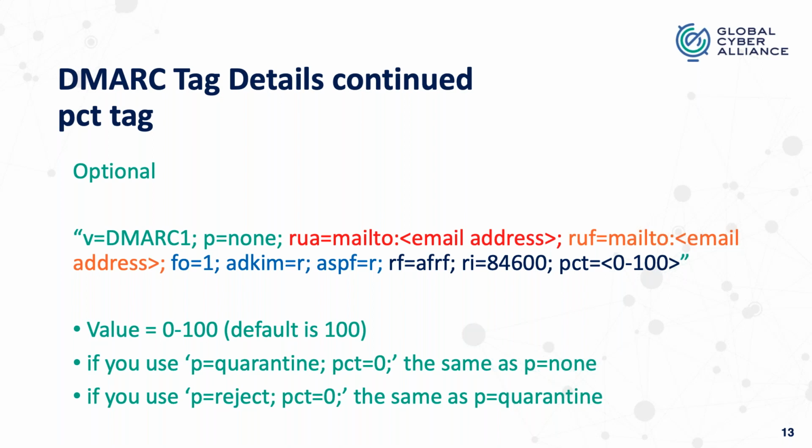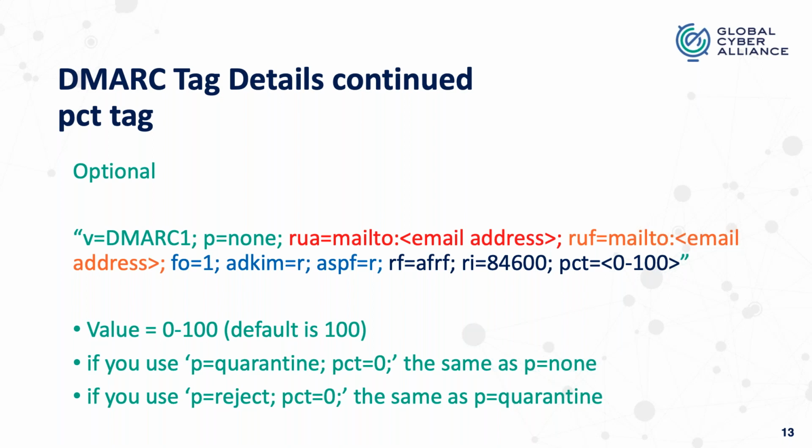So this is why it's up to you if you want to use it. I don't see any real major benefit in terms of using this, because if you're deciding to go to quarantine or reject, that's most likely because all of your messages look to be correct, everything is working, right? So you might as well just stay at PCT equals 100.